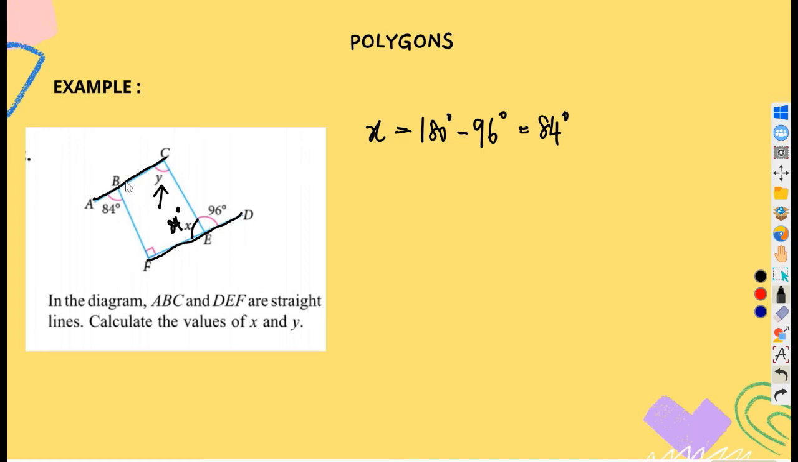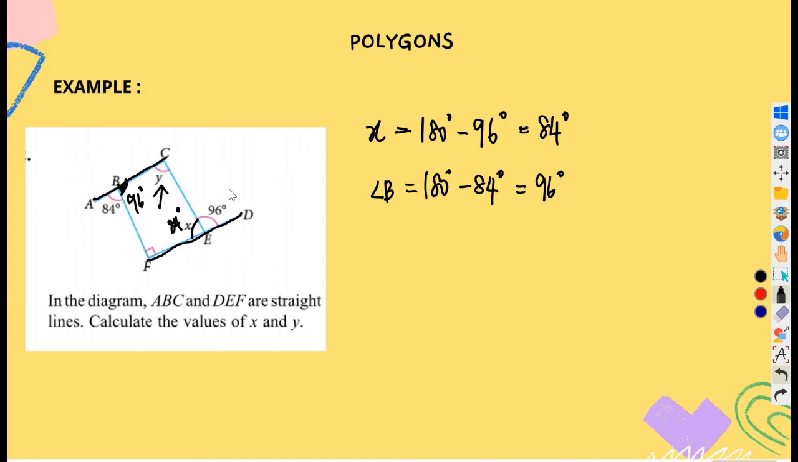Now you need to find this one so that we can use the first one. The first one here is the 360. All interior angles of a quadrilateral equal 360. So how to find the angle at B here? The angle at B is equals to 180 minus 84. So you will get 96. So actually this one is 96.